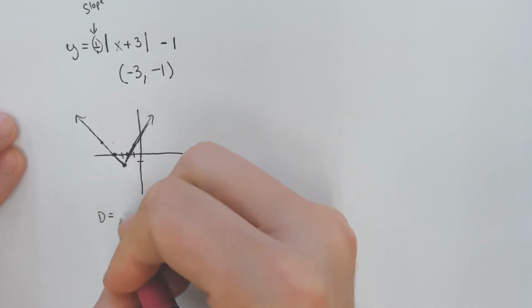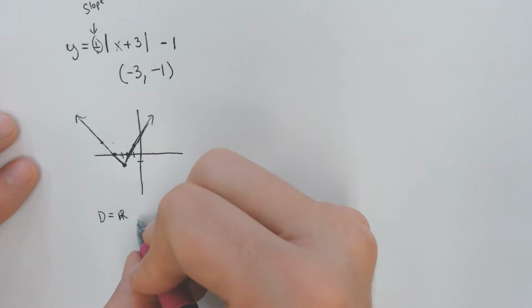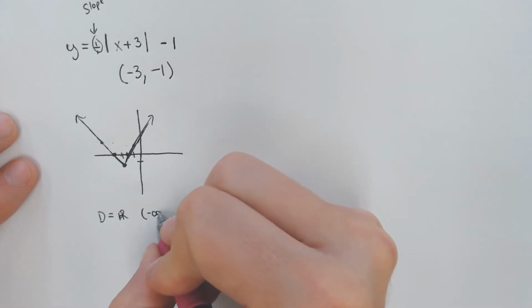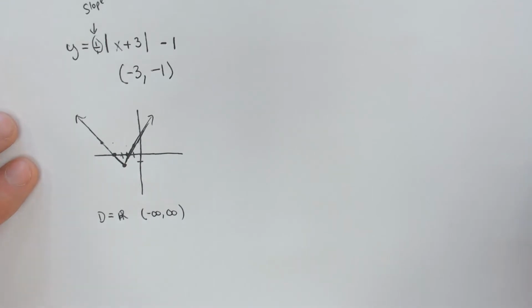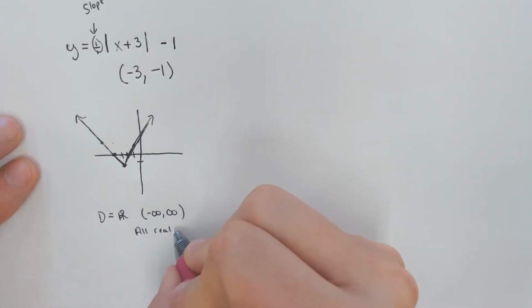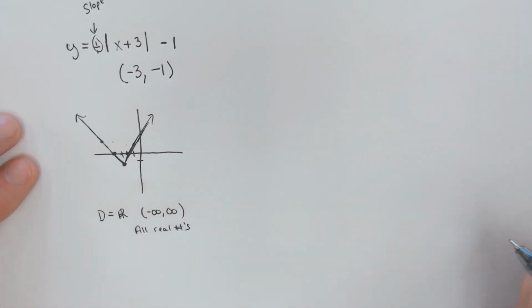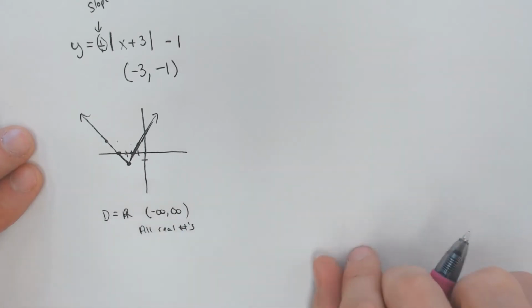Now, a lot of teachers will ask you to also state the domain and the range, and the domain for these guys is really easy. It's all real numbers, so you can do that fancy looking R. You could maybe be asked to write it in set notation, which would be negative infinity to positive infinity, or you could be asked to just write out all real numbers. It's up to your teacher. But for the absolute values, the domain is going to be that every single time.